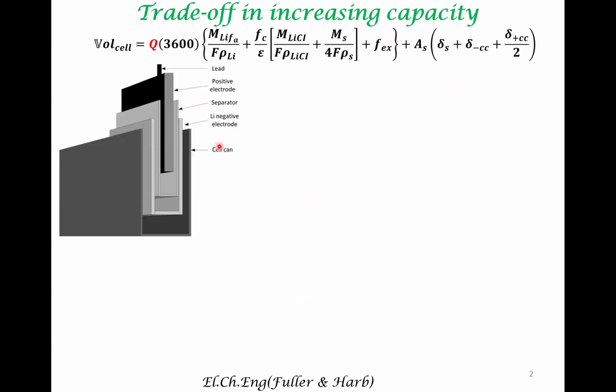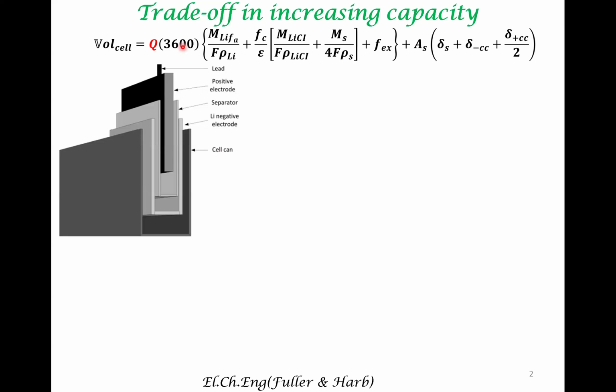So in the previous lecture, we had taken a particular cell of particular chemistry, and then we had derived the volume of the cell. There are contributions from the negative electrode, from the positive electrode, from the gases that are evolved, and the separator, current collector, and so on. So we have derived this equation.